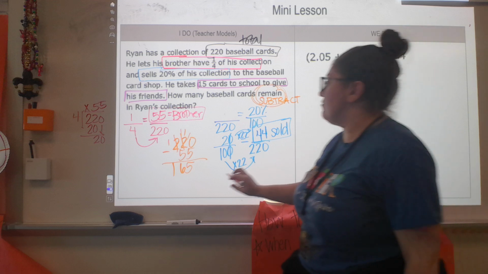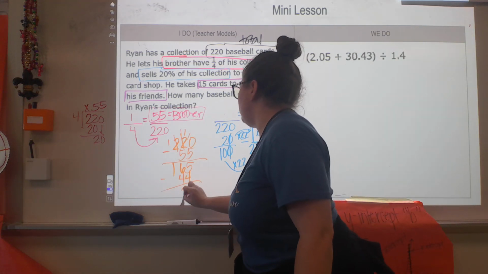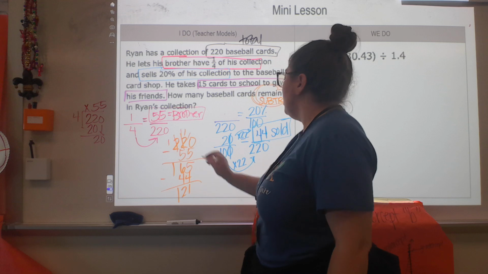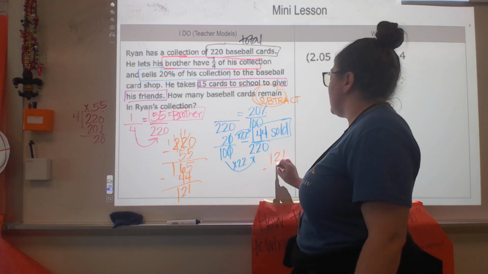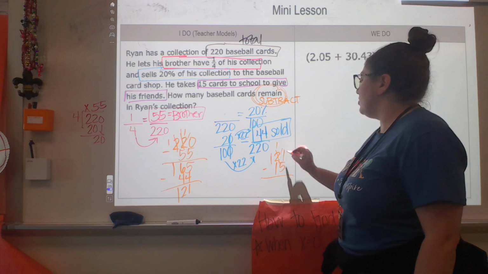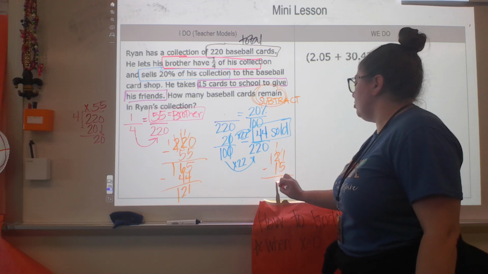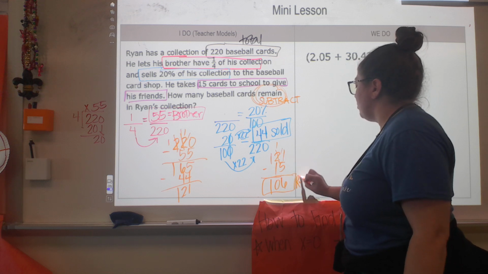But we have to take away 44. That's 1, 2. So now we have 121. But now we need to take away 15 because that's how many he gave away to his friends. 11 minus 5 is 6. That makes 0. So we have 106 remaining.